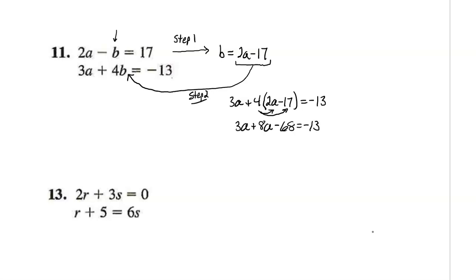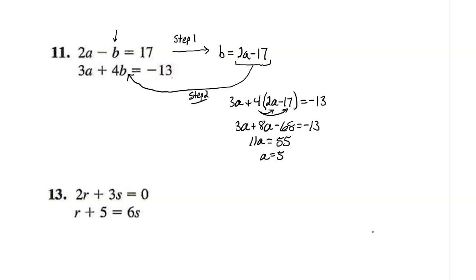Now combining like terms, 11a. Now add the 68 to move it to the other side where the negative 13 is. Negative 13 add 68 is 55. And so a is equal to 5.